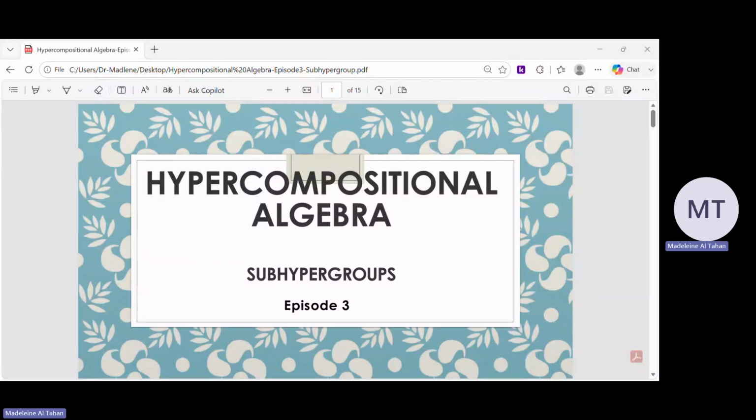Welcome back to our Hypercompositional Algebra series. In the previous episodes, we introduced hypergroups, discussed their motivation, and explored their fundamental axioms. Today, we'll study one of their most important subhyperstructures, the subhypergroup. Just as subgroups play a central role in group theory, subhypergroups are essential for understanding the internal structure of hypergroups and will appear frequently throughout the series.